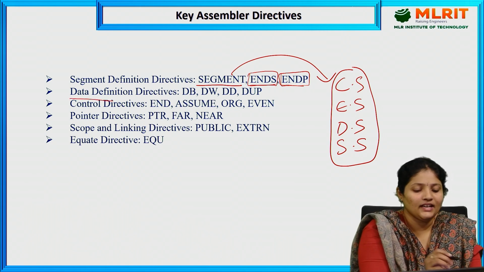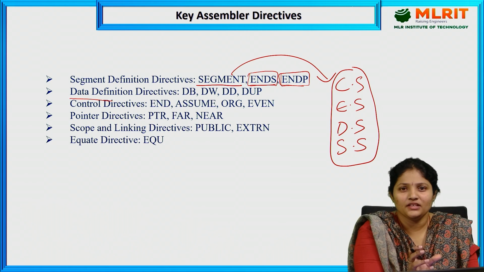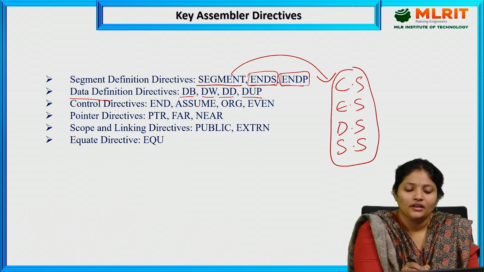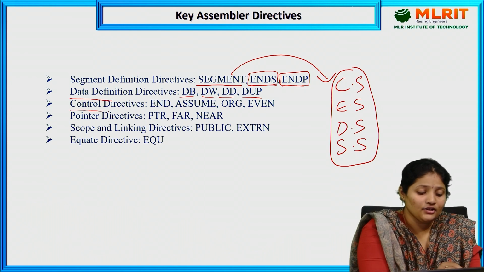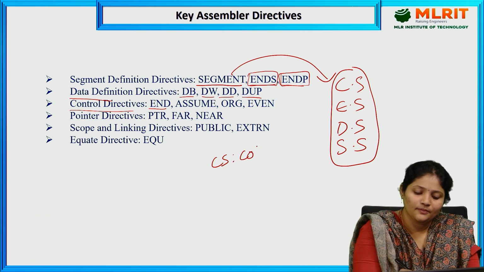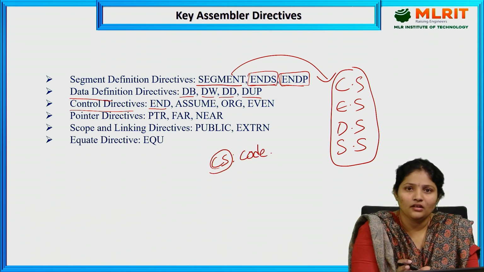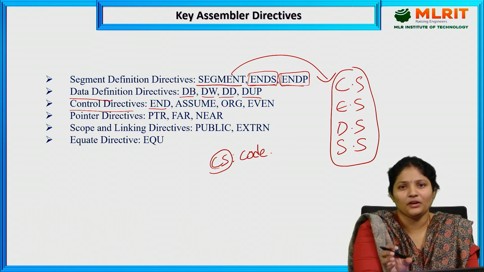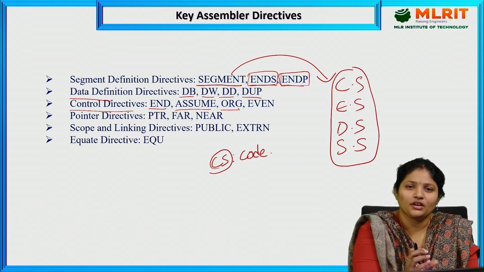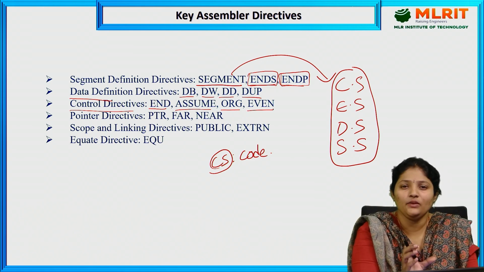Coming to the data definitions, we need to allocate some memory locations for particular data. DB is used to define byte, DW to define word, DD to define double word. DUP means duplicate memory starting from the 0th location. Coming to the control directives, there is END to end the program, and ASSUME, like ASSUME CS, where we match the register to that particular segment. ORG specifies at which address location the program needs to be stored. EVEN will fetch only even address locations.